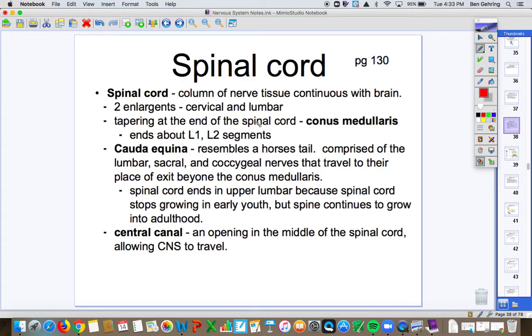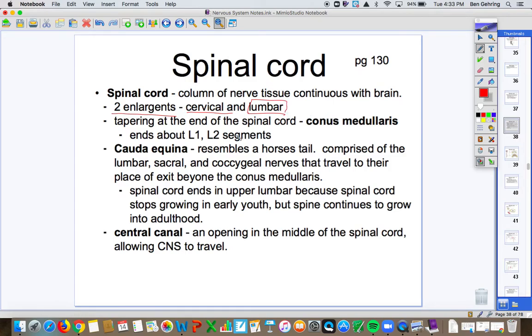Your spinal cord, again, is that column of nerves. There are two enlargements, so two regions that are bigger. They're a big ball of nerves. We call this the cervical enlargement, and there's a lumbar enlargement. Each one of these has a large collection of nerves that leaves the body.